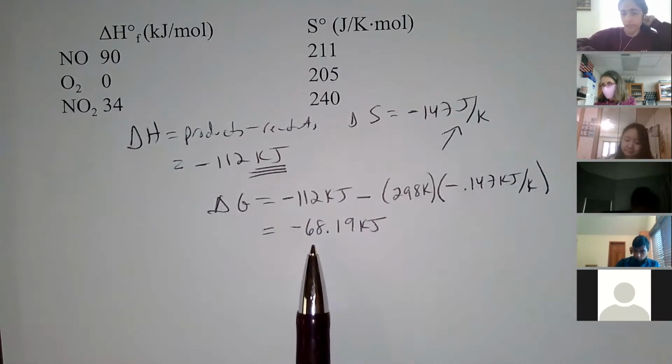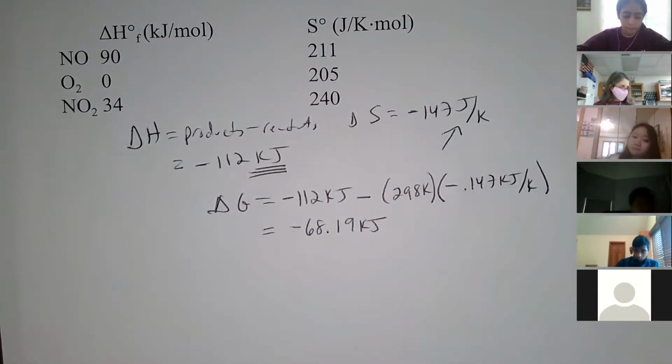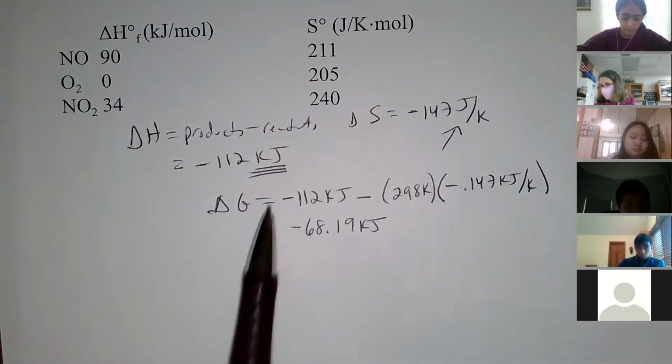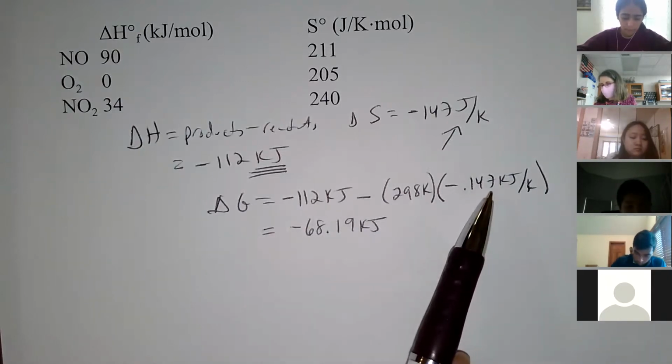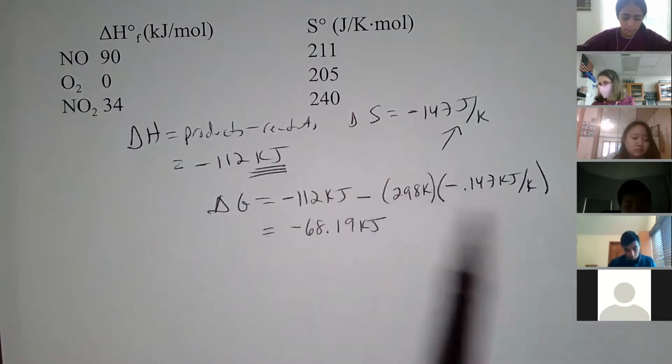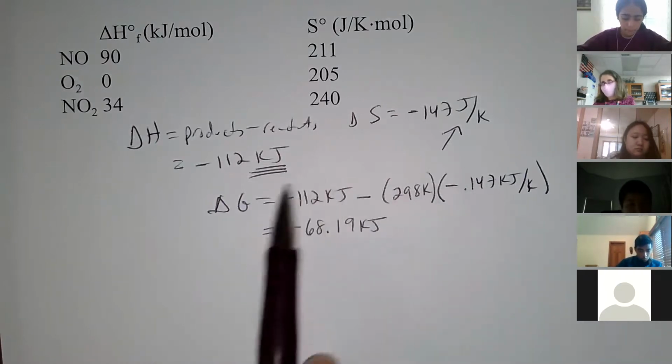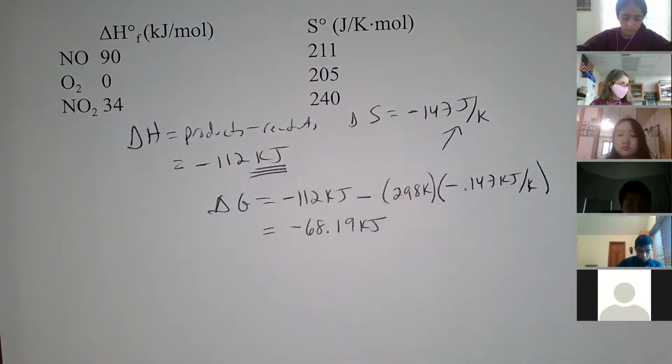So you should have ended up with negative 68.19 or approximately close to that. I converted my S into kilojoules, so I did everything in kilojoules. You can convert the delta H into joules and then convert it back. But that's the one little, not tricky thing about this calculation, but you do want to be aware of units because sometimes you will see kilojoules, sometimes you will see joules. It just depends on the situation.